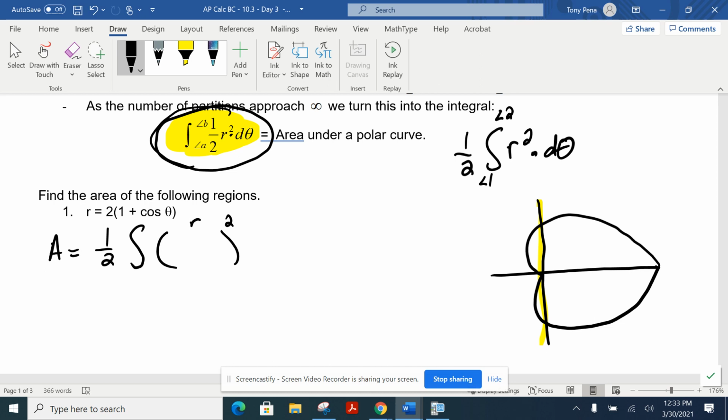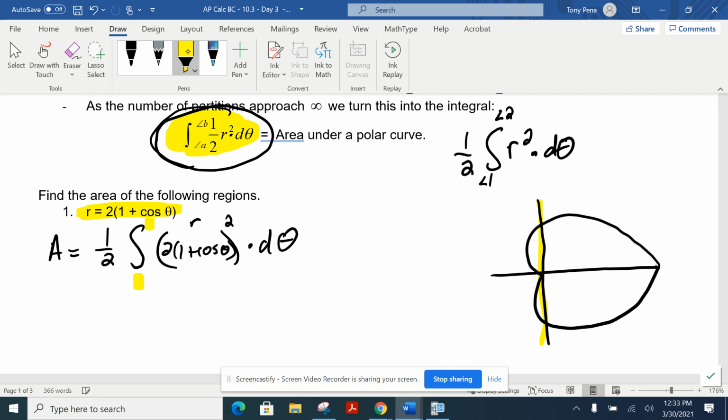It doesn't get any easier than this, right? Because there's an r given to you. It's flat out, here is what r equals. I'll make it look like this: 2 times 1 plus cosine of theta, that is r, times our d theta. And then we just need our angles.